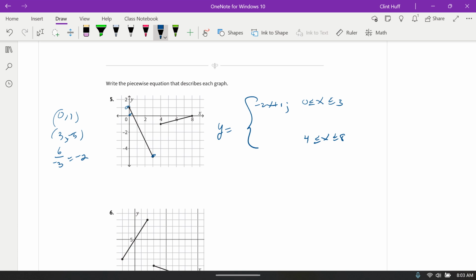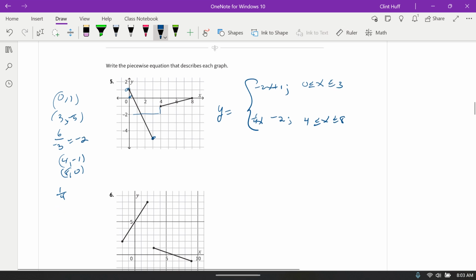On the next one, I would take the point 4, negative 1, and the point 8, 0. And if I do my slope formula here, say 0 take away negative 1 is 1, 8 take away 4 is 4. So I know my slope is going to be 1/4 of x. And then I don't really know my y-intercept in this case. I could extend it. We're going down 1 and over 4. So if we went down 1 and over 4, it looks like my y-intercept would be negative 2. And there's my piecewise function.